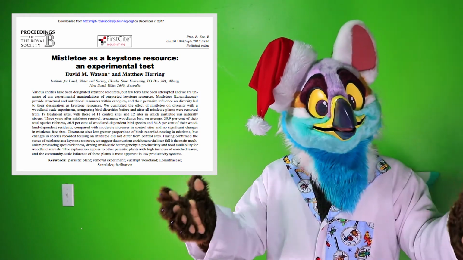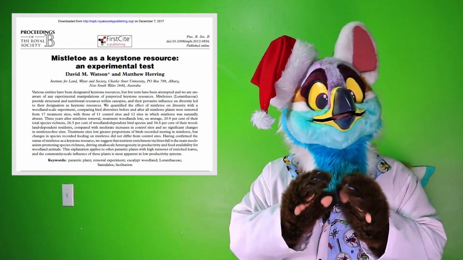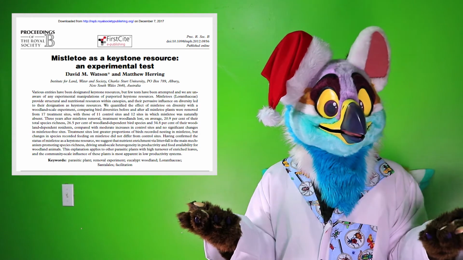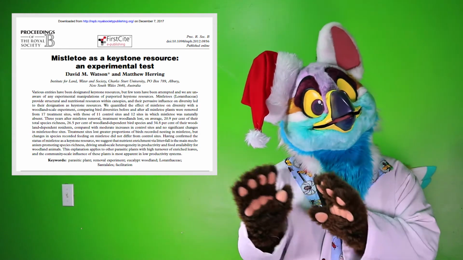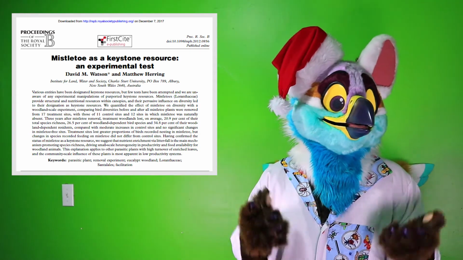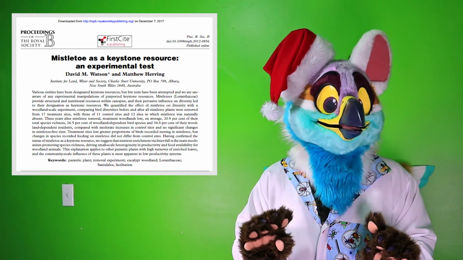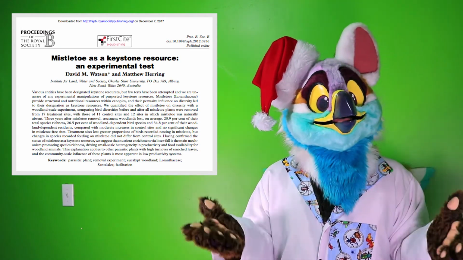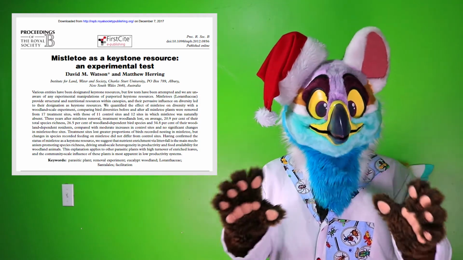This means that 34% of the vertebrates relied heavily enough on this parasite that they needed to move after it was removed. Part of this is because there are about 90 species of birds that are called mistletoe specialists, that they only really feed on the berries of the mistletoe. But even accounting for these, this was such a huge number.